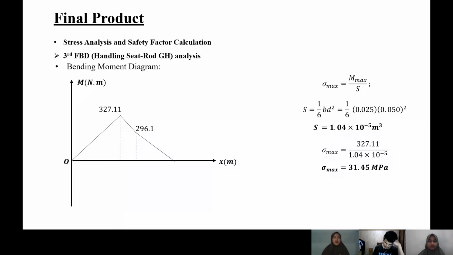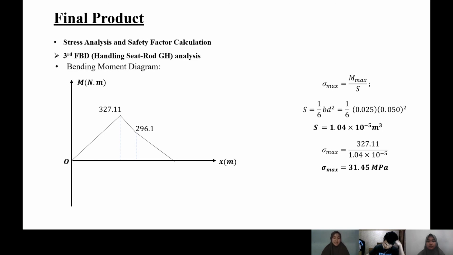Next, after obtaining the shear force diagram, we can continue to find the bending moment diagram. As we know in the previous course, we already explained that the bending moment diagram can be obtained from the area under the curve in the shear force diagram. Based on this calculation, we can obtain the maximum bending moment is 327.11 Newton meter.